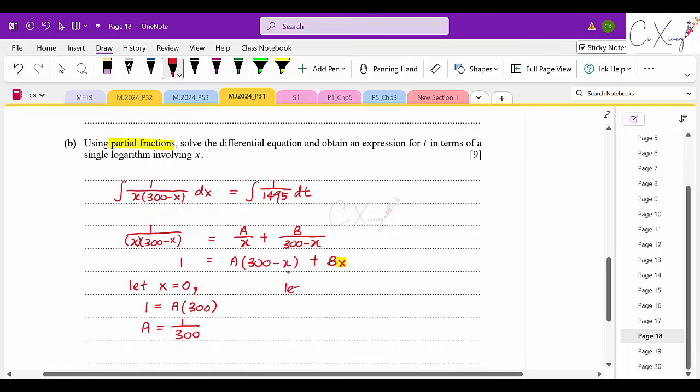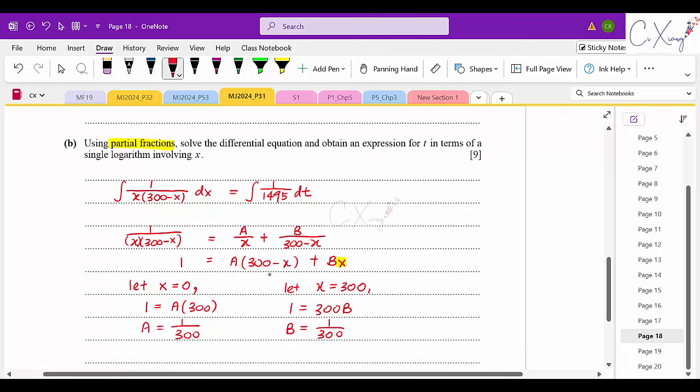Then how about the b? To get the value for the b, I need to refer to this particular bracket here. I want to make this bracket become 0. So I will let x equal to 300. Then 1 equals 300b. So from here, you're getting b equals 1 over 300.